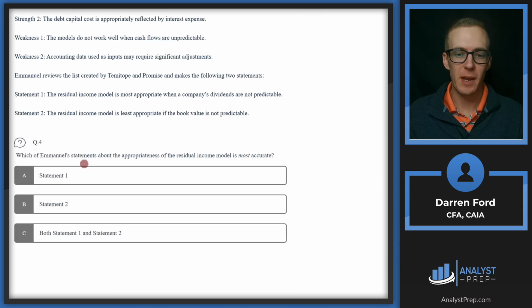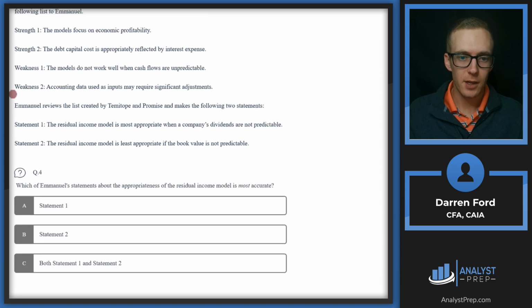Question 4. Which of Emanuel's statements about the appropriateness of the residual income model is most accurate? We left off right here under weakness 2, so we'll start reading. Emanuel reviews the list created by Temitope and Promise and makes the following 2 statements. Statement 1. The residual income model is most appropriate when a company's dividends are not predictable. So this is a correct statement. We detailed this in the last question as well.